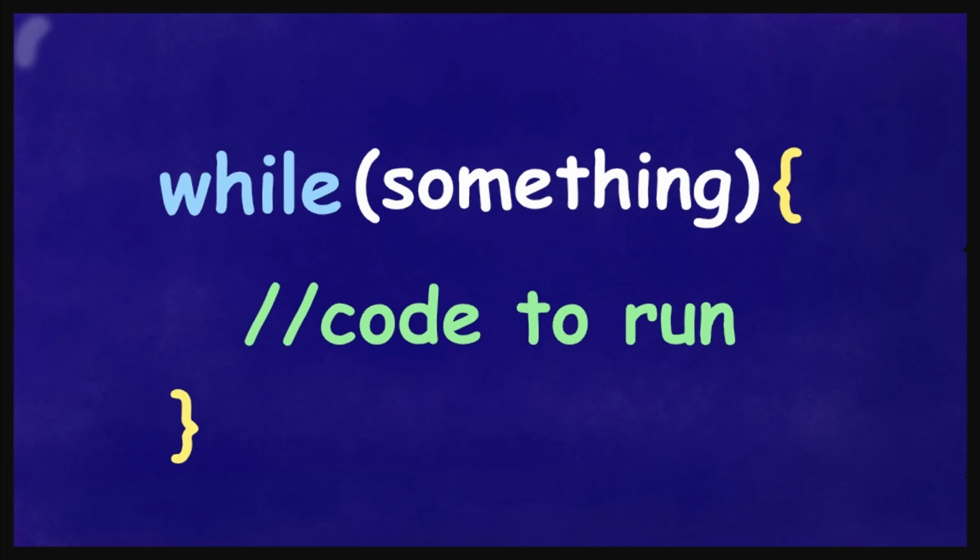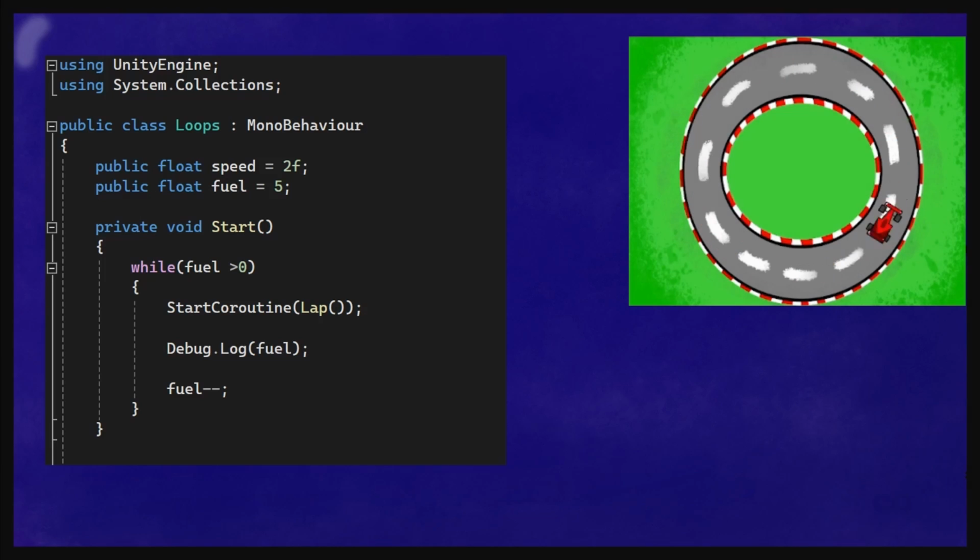For example, let's say our car keeps racing until it runs out of fuel. Here's how that would look in code. In this example, the fuel starts at 5. The loop keeps running as long as fuel is greater than 0. After each iteration, fuel decreases by 1. Once the fuel is empty, the loop stops. You can also use a while loop to perform tasks similar to a for loop.